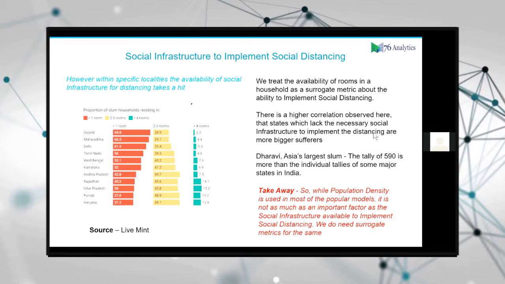So social infrastructure, with surrogate indicators like the number of rooms available in the house, or even the per square mile density in a slum, really makes a difference. For example, in Mumbai, we have Dharavi, Asia's largest slum. And on 3rd of May, the tally was about 590. This tally of Dharavi is actually more than the tally of the state of Haryana. That's the sort of magnitude that gets impacted with the availability of social infrastructure.